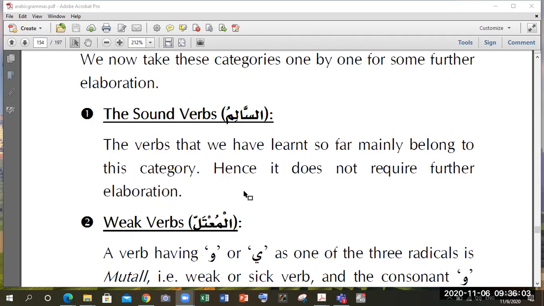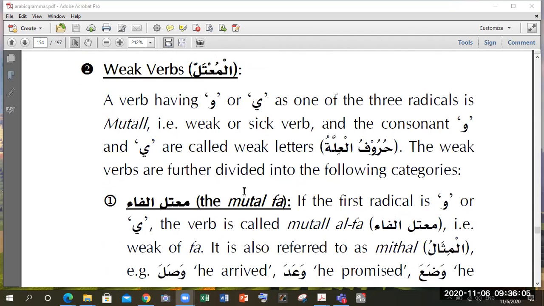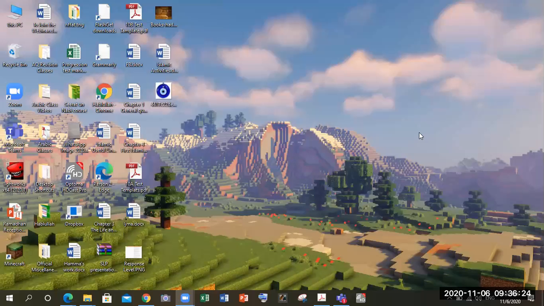Inshallah, we'll go into detail on mu'atal in the next class, because now our time for translation has started. Any question about whatever we have studied till now? No? Okay, then we'll start the translation, inshallah.